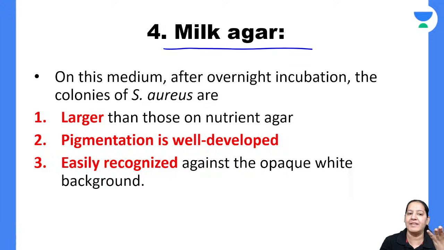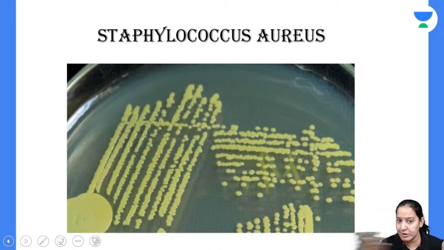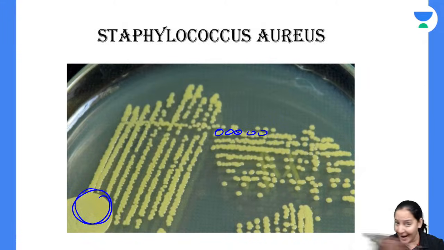On milk agar, again, they produce golden yellow colonies. You will say, ma'am, what is the difference between nutrient and milk then? On nutrient agar, the background is transparent, on which golden yellow colonies are there. So they are not very easily visible. Here the background is milk. It is opaque white, so the colonies are easily recognizable because of the opaque white background. Now the colonies are the same, golden yellow like nutrient agar. But the background is different, opaque white. So better contrast is there. So that is milk agar.